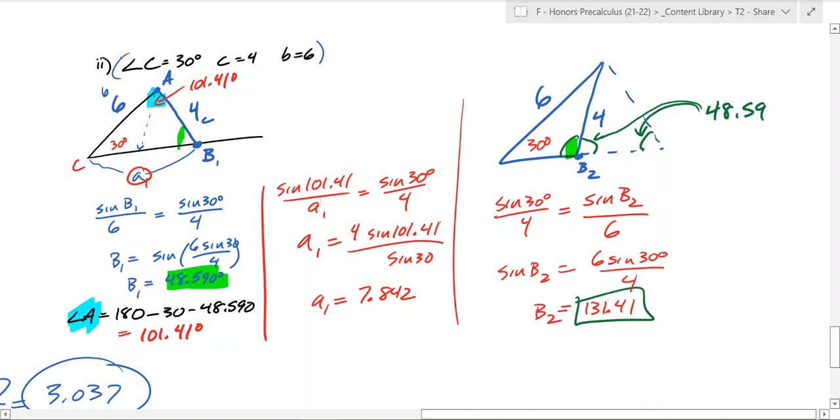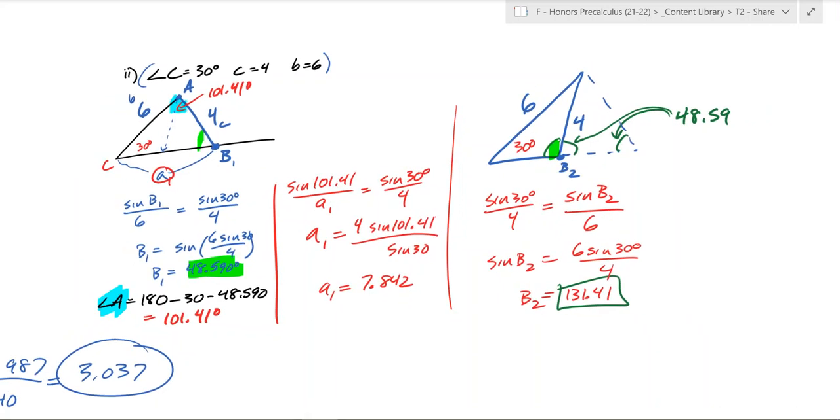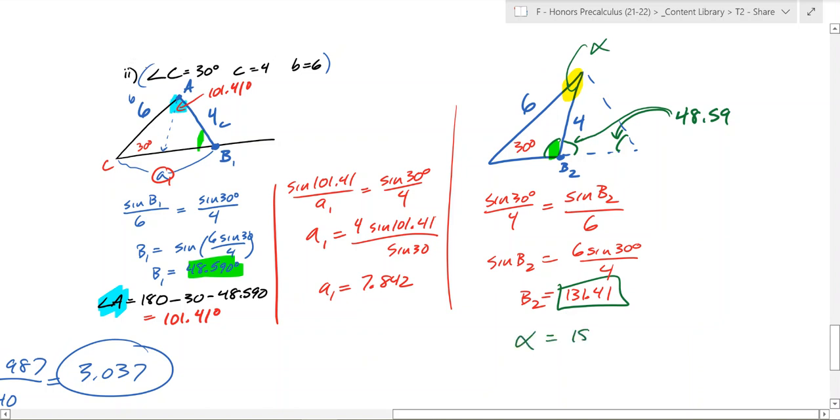So then if we want to do that, we need to get this angle up here, this angle right there. Call it alpha. That's fine. So you know that alpha is going to be 180 minus 30 minus 131.41. So that alpha is going to be equal to 18.59 degrees.